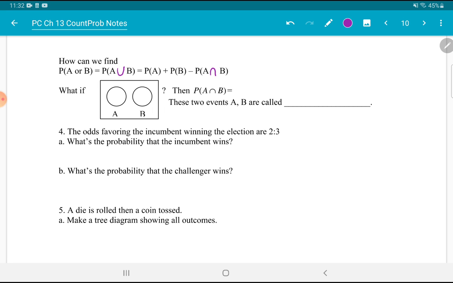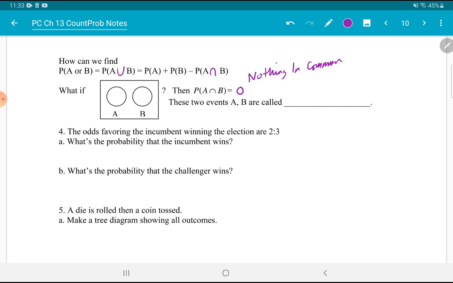Now, what would happen if A and B actually did not intersect? If you notice, these two circles, we don't have anything in common among them. Then the probability of A and B, well, there's nothing to intersect with them, so that probability would actually be 0. This tells us that A and B have nothing in common. That's basically what it's saying.